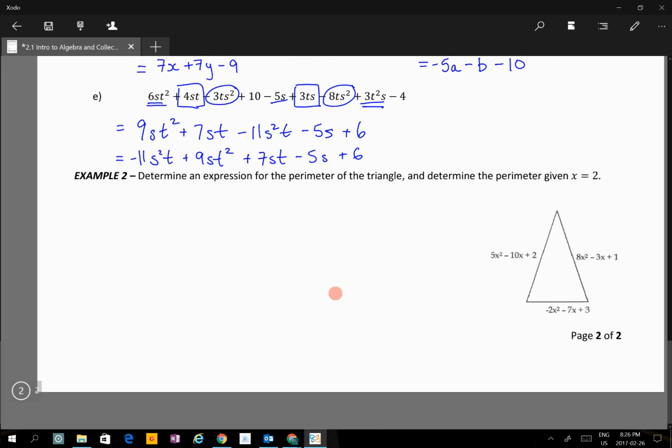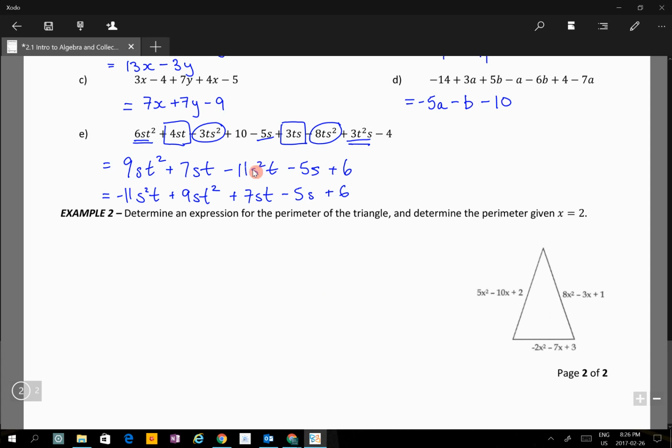Okay, let's do application example number 2. Determine an expression for the perimeter of the triangle and determine the perimeter given x equals 2. So what's the perimeter? If you recall, perimeter is just the total length of the path around the shape. I'm giving you the lengths of each of the 3 sides. So what I have to do is add all 3 sides. I'm going to be adding these 3 polynomial expressions. These are all trinomials. Add these 3 trinomials.